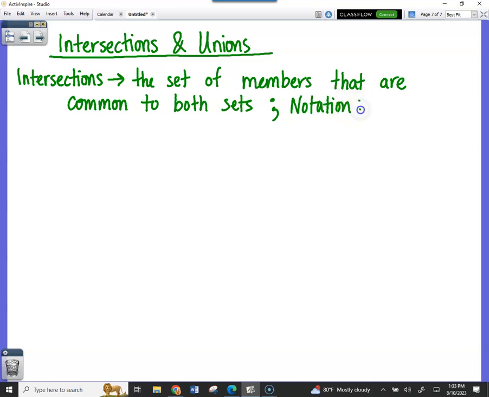The notation, when you're dealing with an intersection, looks like a gigantic lowercase n without the little stem. How about a horseshoe pointing down? There we go. The stem, yeah, I like that. That is the symbol for intersection.